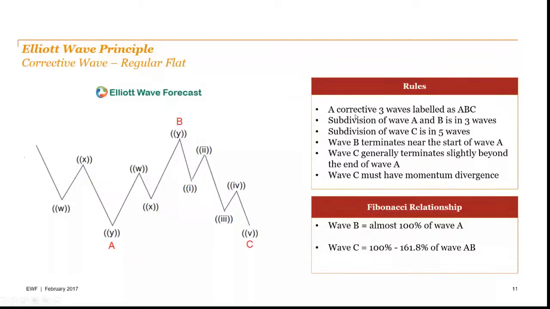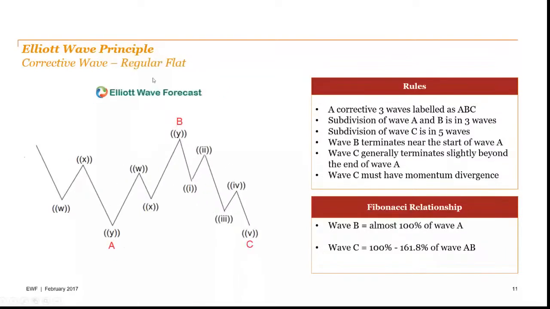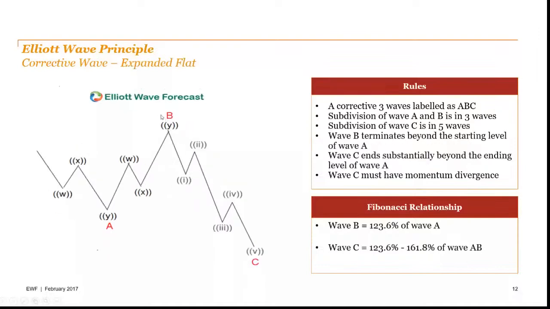All right. The relationship with B is almost 100% of the wave A, and then with C normally it's between 100% to 161.8% of this thing here. So this is usually 100 to 161.8% of the wave A. Alright, so that's the regular flat. Here we got expanded flat. The B breaks above the beginning of A. That's the difference between the expanded and the regular. This B does not break, this one breaks. And then the C is also very long, 5 waves, breaks more than A. So the C usually is around 123.6 to 161.8. And then the B usually slightly breaks above it, around 123.6% of this wave A. Other than that, the rules are the same. It's just slight differences here in terms of where the B and the C are going to be.